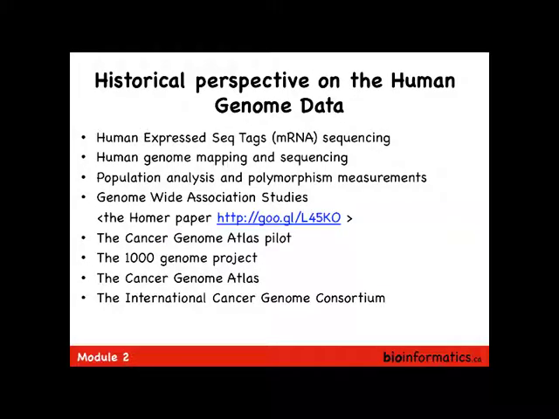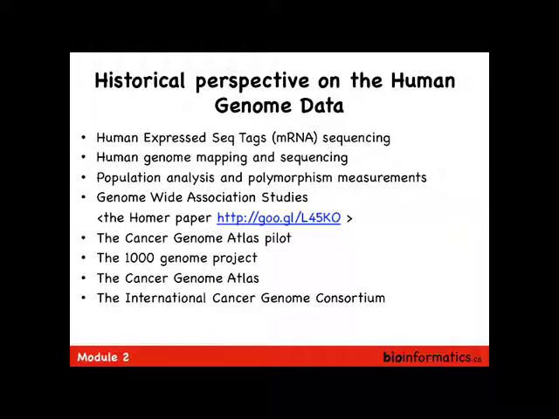So, things in the cancer genome space have changed quite a lot in the last few years. Initially, we got our understanding from looking at short sequence tags, which gave us an idea of where the genes were and what the genes were.